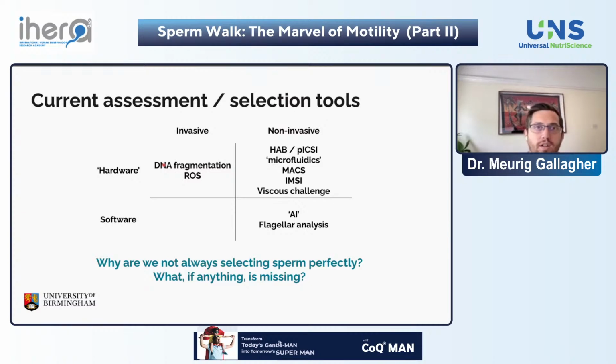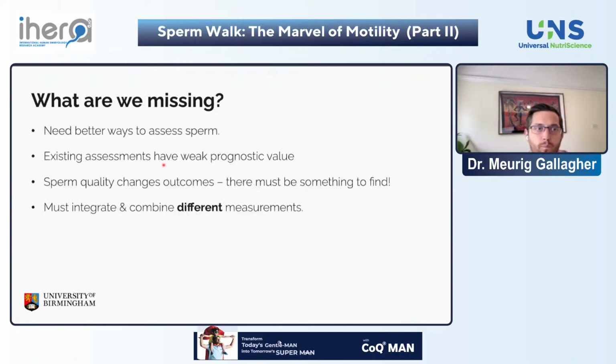So the question is then, why, given all these tools and all this information that I've just told you, are we not always selecting sperm perfectly? So what are we missing? What isn't part of the conversation at the moment that really should be part of the conversation? Well, really, we need ways that we can assess sperm better.